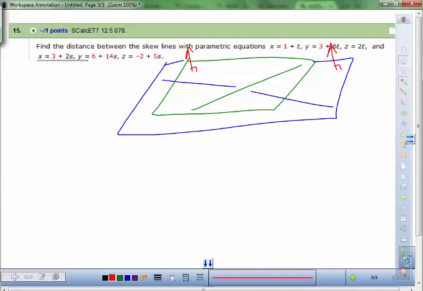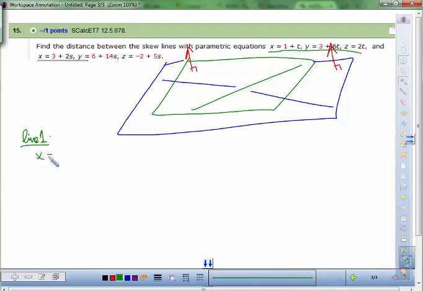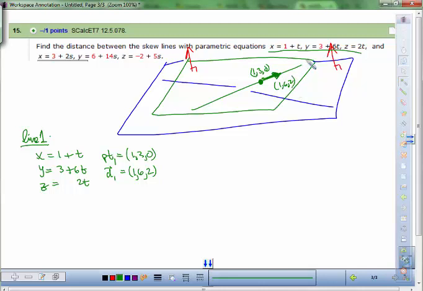So we can assume that line one is x equals 1 plus t, y equals 3 plus 6t, and z equals 2t. I'm going to put the 2t over here so it'll be painfully obvious that my point is (1, 3, 0), and my direction vector for this is (1, 6, 2). So I have a point (1, 3, 0) and a vector moving along that line, (1, 6, 2), that is on the plane.